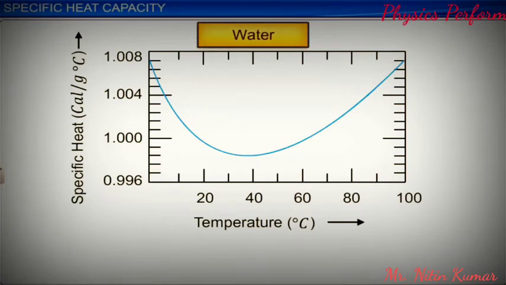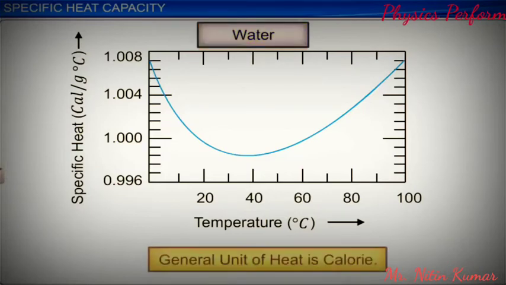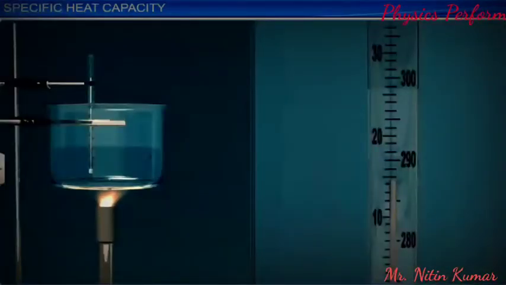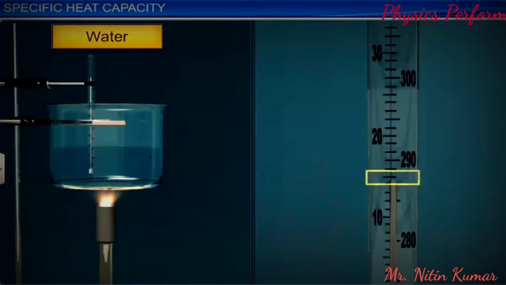This is why a specific temperature range is given in the definition of calorie, which is a general unit of heat. A calorie is defined as the amount of heat required to raise the temperature of 1 gram of water from 14.5 degrees centigrade to 15.5 degrees centigrade.